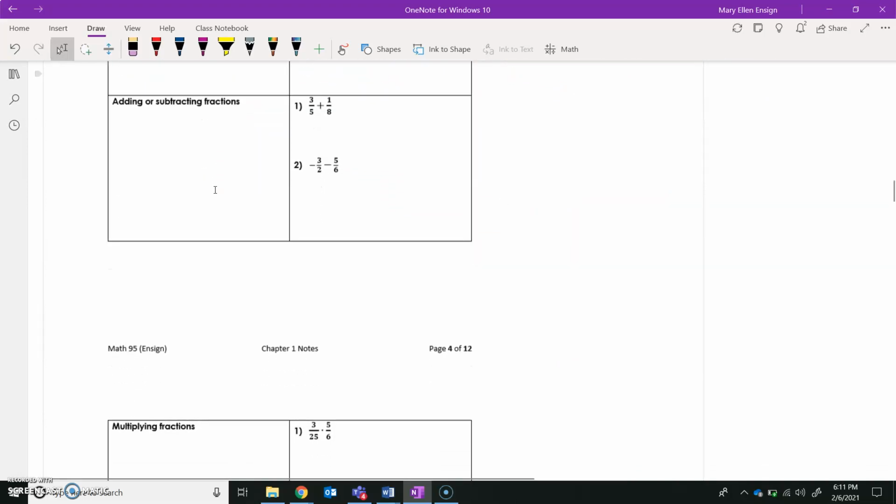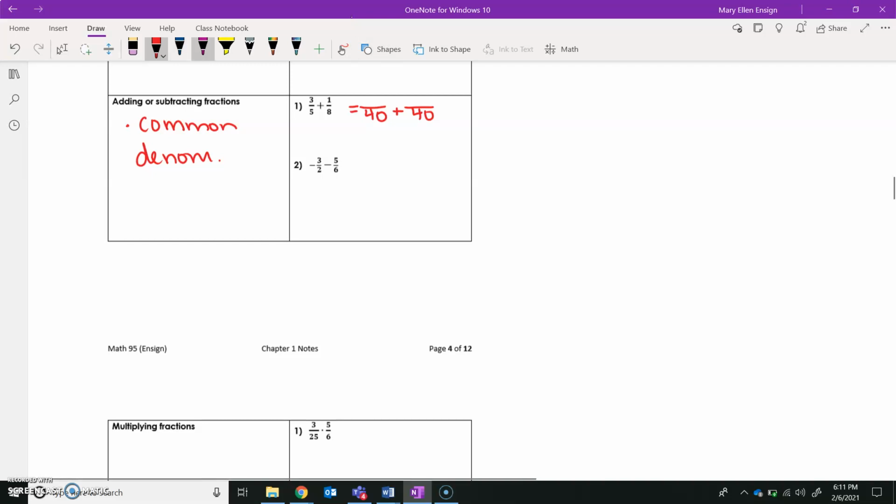Adding and subtracting fractions. Again, this should all be review. We need to have a common denominator. So one way to get the common denominator is to multiply those together. If I multiply those together, I get 40. I also could use just any number that 5 and 8 both go into.